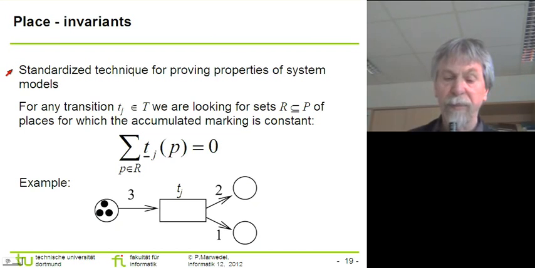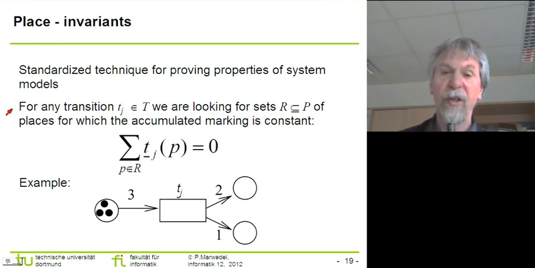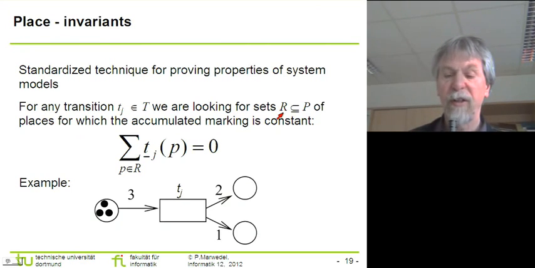It turns out that looking at this question actually provides us with a standardized way of proving properties of Petri net models. So for this purpose, we are initially looking at a particular transition Tj. And for such a particular transition Tj, we are trying to find subsets R of the overall set P, such that the accumulated weight or the accumulated number of tokens for that subset R remains constant. That means if we sum up over all the different places in this subset R, we would like to have no overall change in the number of tokens.